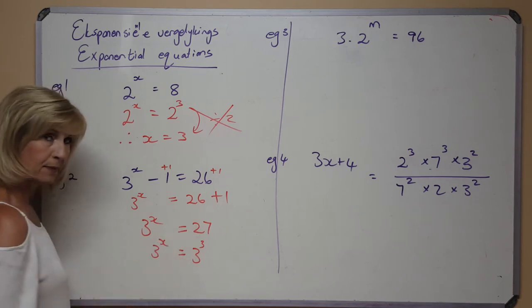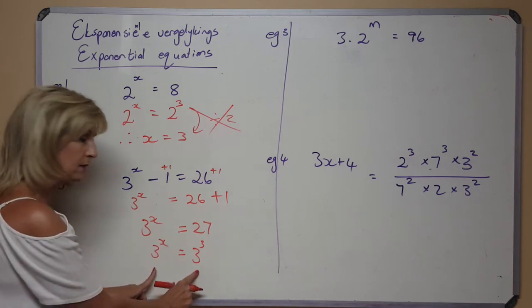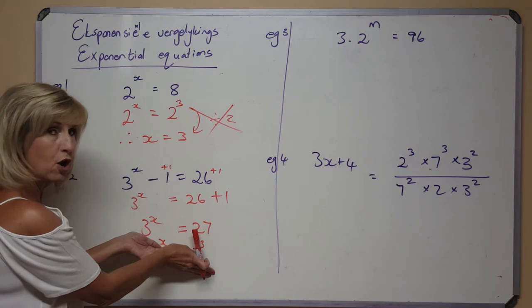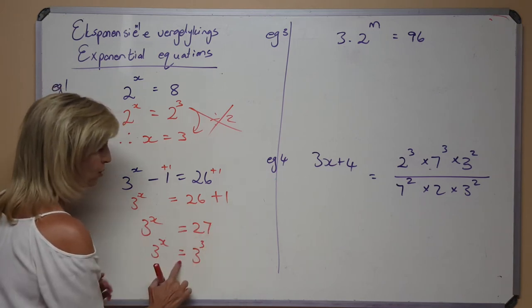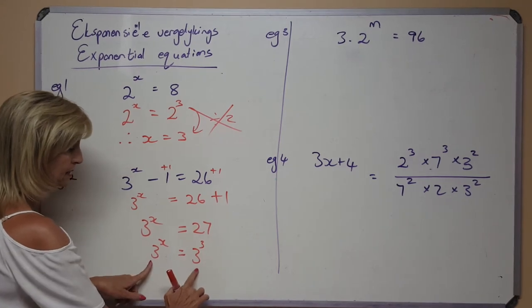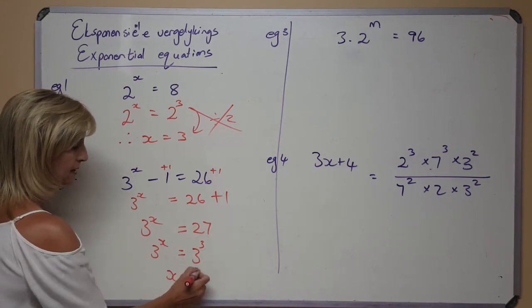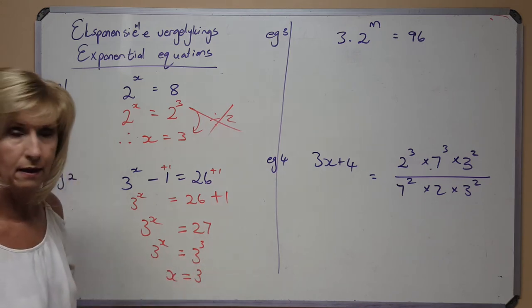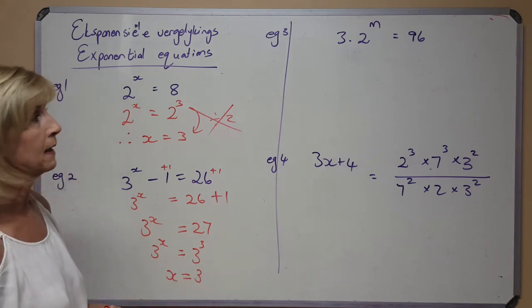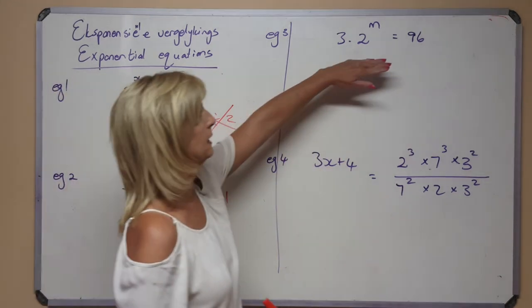So x, logische afleiding, nie deel deur 3 nie. It's a logical answer. Same thing equals same thing because they equal. The bottoms are the same, so the tops have got to be the same. It's not divide by that base. Nie dit eers dink nie. Dan is die antwoord gelyk aan 3. Kom ons by hierdie enetjie uit.